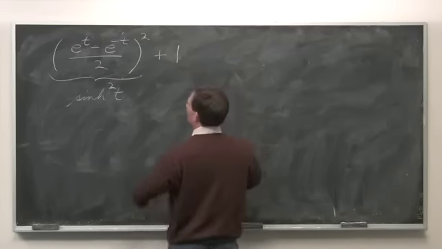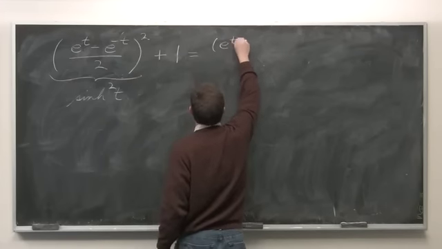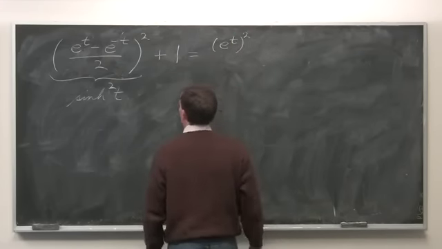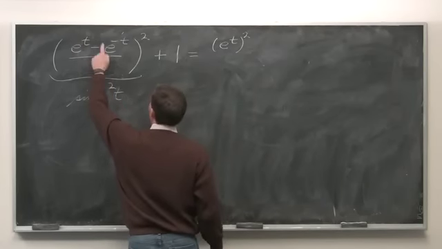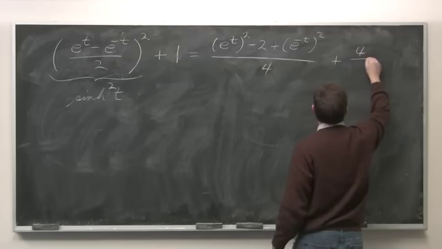Why is that? Well, you just square it. What do you get? When you square this, you get e to the t squared, which we could write as e to the 2t, but we'd have to undo that, so you might as well just write it as e to the t squared, minus 2 times this times this. But this times this is 1, e to the t times e to the minus t. So you get minus 2 times 1, so you just get minus 2, plus this squared, which I'll still leave as e to the minus t squared, over 2 squared, which is 4. And then you add 1, which we write as 4 over 4.